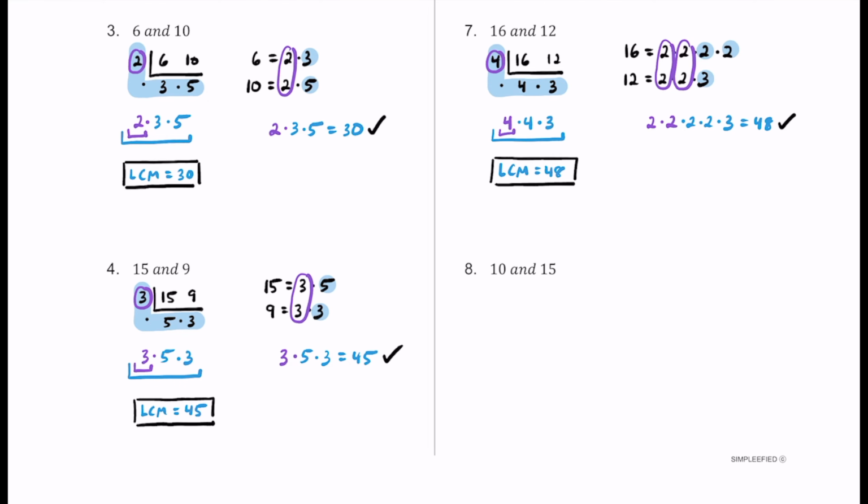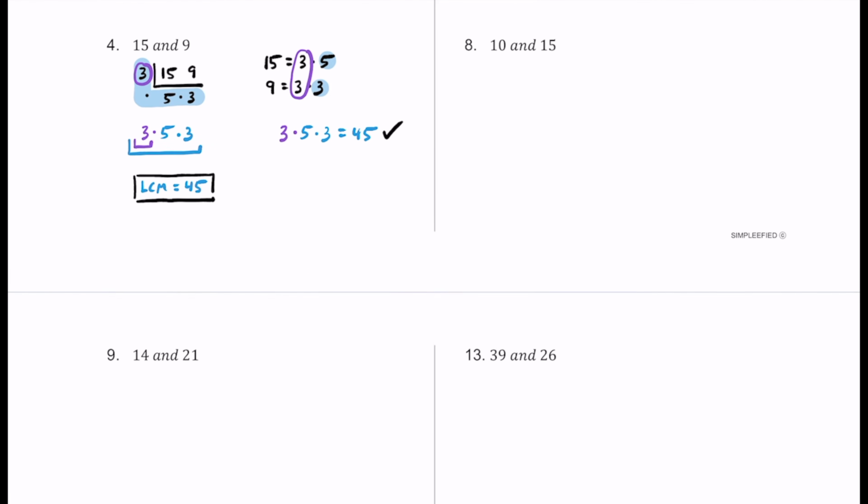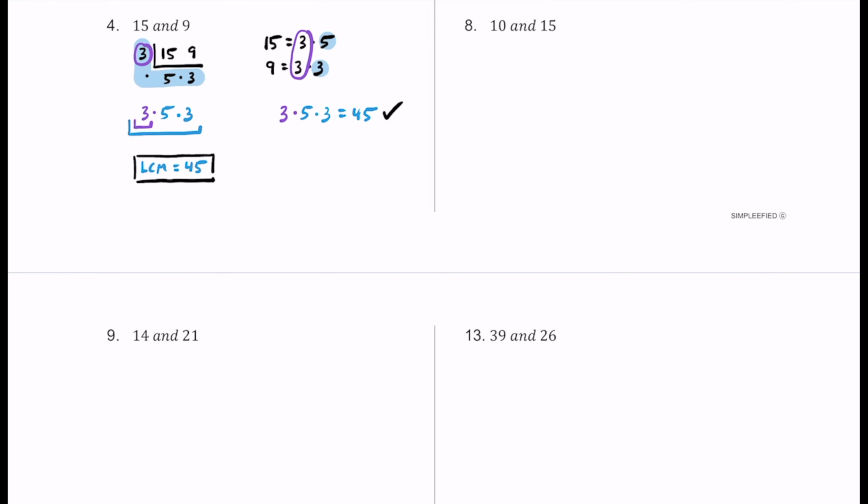And so we have number 8, we can take a look at. Number 8, we have 10 and 15. So we have 10, 15 next to each other. They're both ending in 5 or 0, so based on our divisibility rules, we can start with a 5. 5 times 2 is 10, 5 times 3 is 15. I think 2 and 3 are now relatively prime, so 5 would be our GCF.